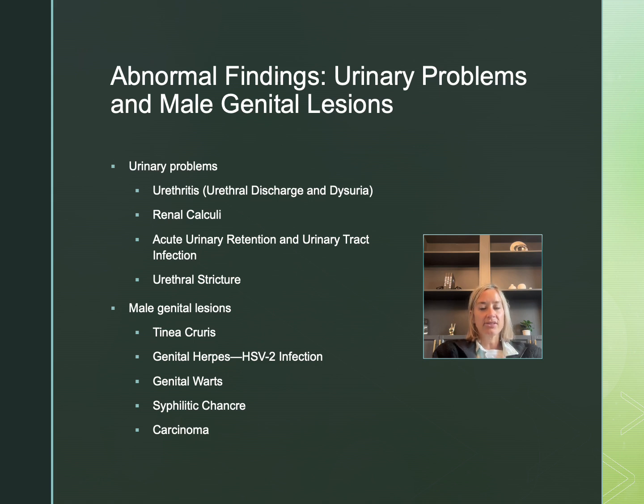Tinea cruris is often referred to as jock itch. This fungal infection causes an itchy red rash in the groin area, and it's quite common. Genital herpes is caused by HSV-2. It appears as painful blisters or sores on the genital area. This is a chronic infection with intermittent outbreaks. Genital warts are usually caused by the human papillomavirus, or HPV. They appear as small, flesh-colored bumps and are highly contagious.